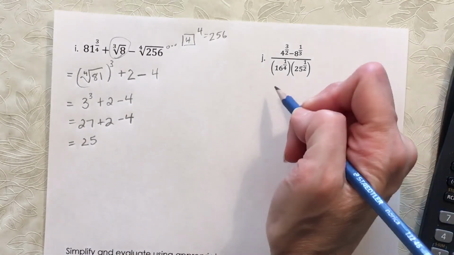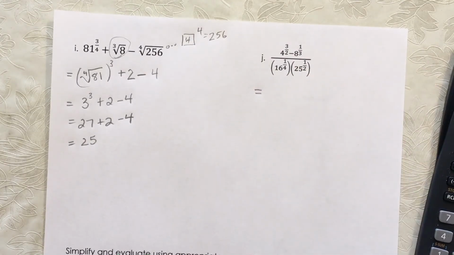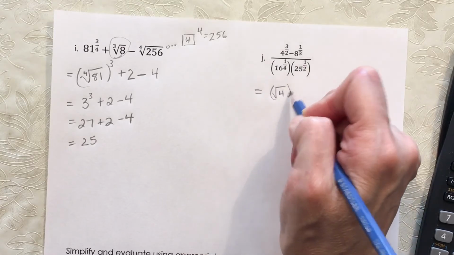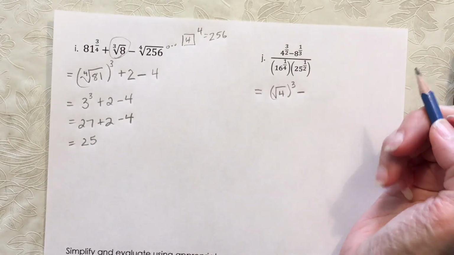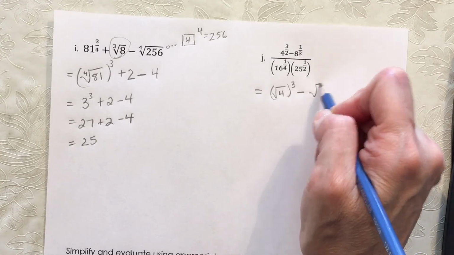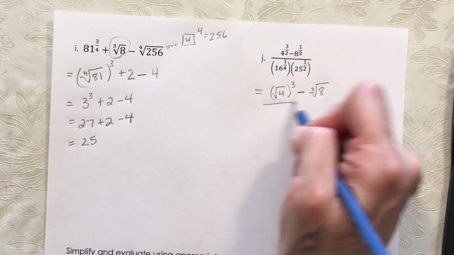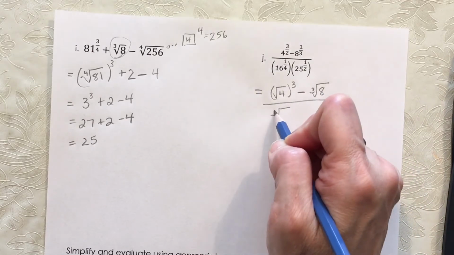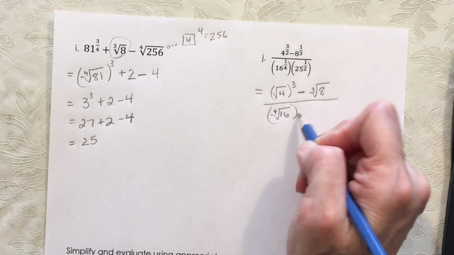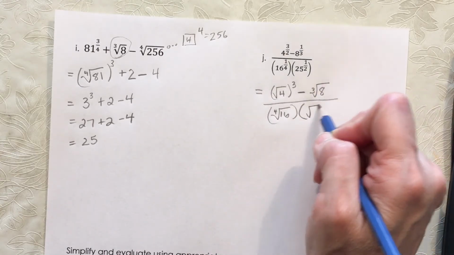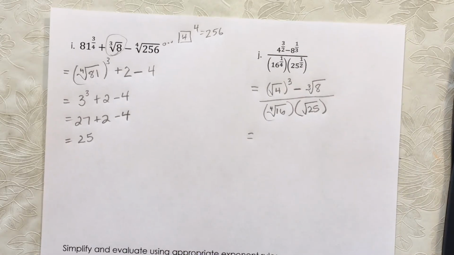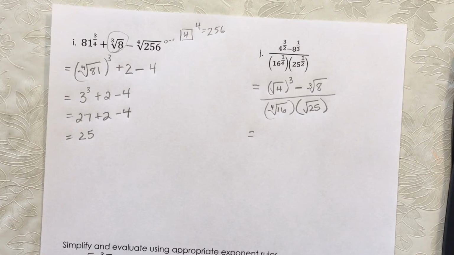J looks very complicated. So let's do it a step at a time. So in the numerator, we have 4 to the 3/2, which we can write as the square root of 4 cubed, minus 8 to the 1/3, which we could write as the 3rd root of 8, over 16 to the 1/4, which we can write as the 4th root of 16, multiplied by the square root of 25. So all we did there was change all the fractional exponents to radical form.